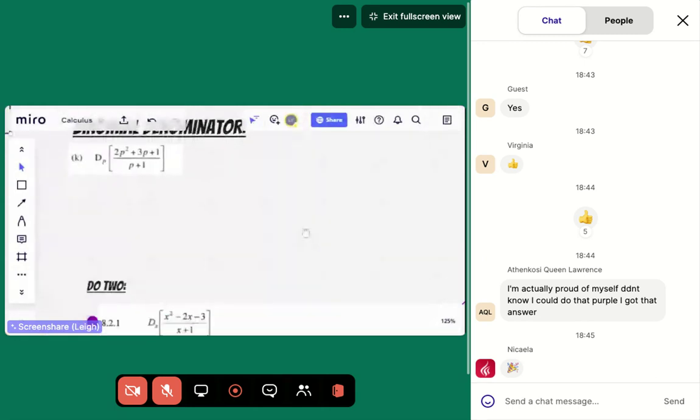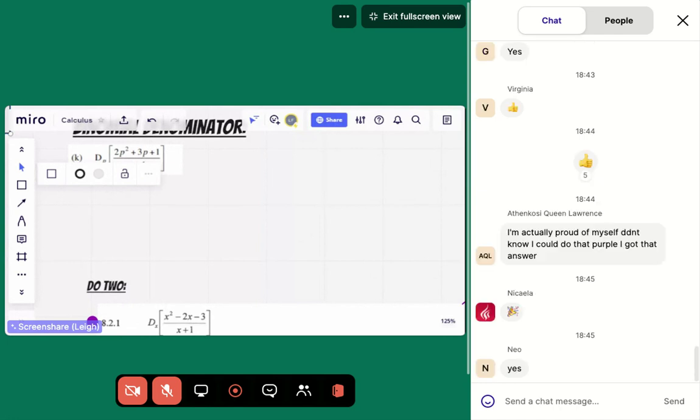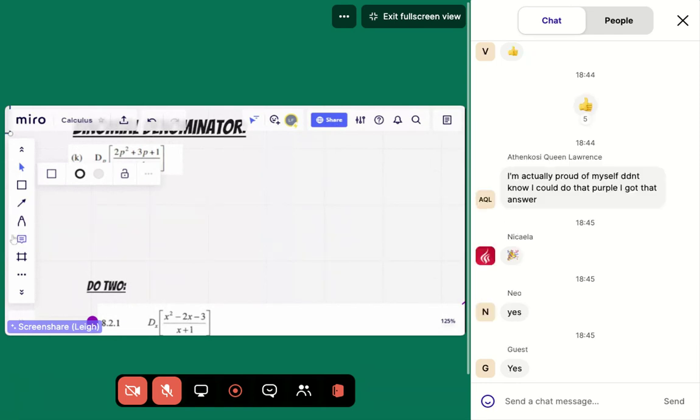Does anybody know what we would do if there was a binomial denominator? Have you encountered problems like this? Has anyone seen anything like this before? Ma'am, can I try? Please, go right ahead. Would you factorize the numerator? Perfect. Perfect. Tell me what to write.